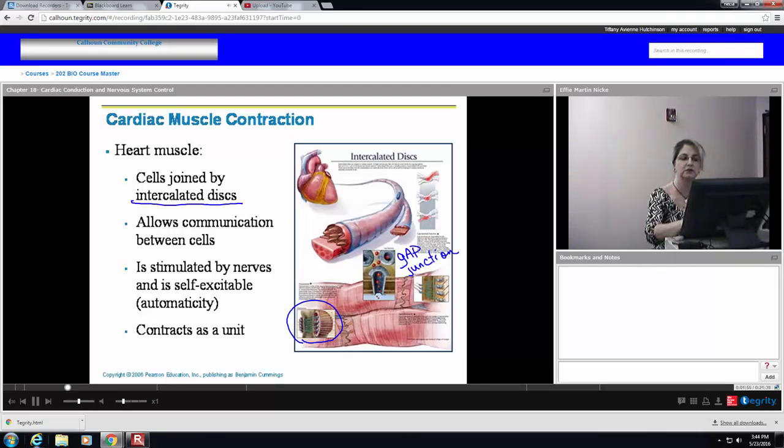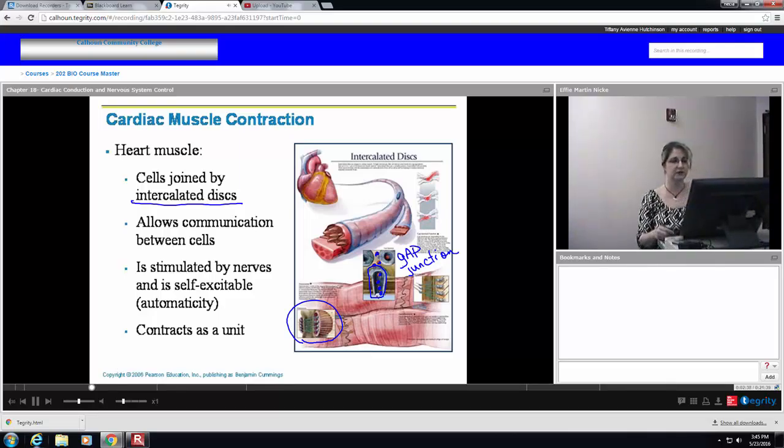Gap junctions are little channel-like structures between cells, and they allow things to flow from one cell to another. That's going to be really important as we continue talking about cardiac conduction, because those gap junctions allow electrical signals, known as impulses, to transfer from one cell to another by the transfer of ions, charged particles. You know what ions are. By allowing those ions to move from one cell to the other, it allows for communication between the cardiac cells.